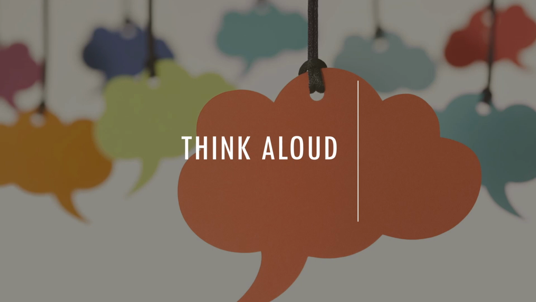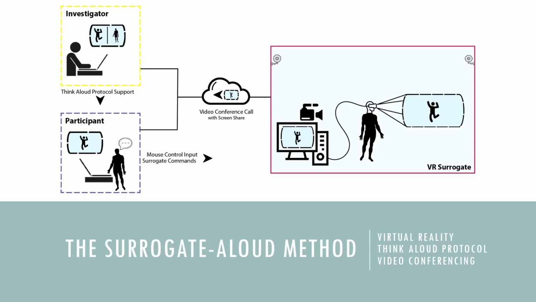For early feedback, understanding a subject's internal thought process can be an invaluable resource. For usability scenarios, however, subjects are commonly tasked with interacting with evolutionary software, which can introduce complexity and frustration. The Surrogate-Aloud method alleviates these concerns by supporting a truly remote testing environment. A virtual reality experience is set up in a suitable location, with the first-person view of the surrogate shared through a video conferencing tool's screen share functionality.